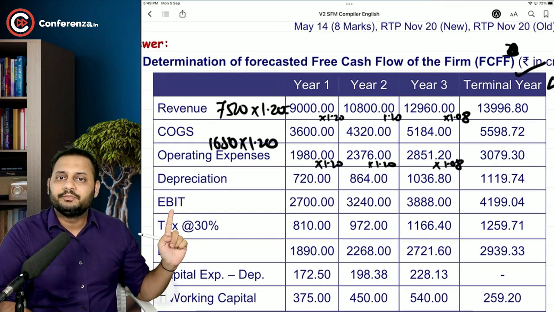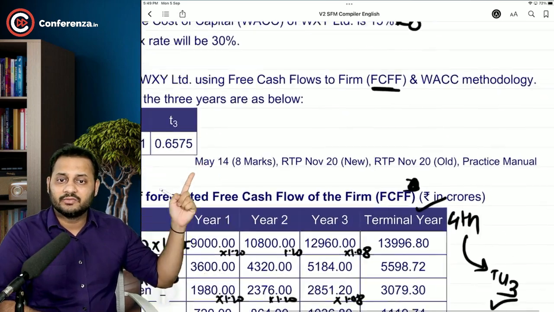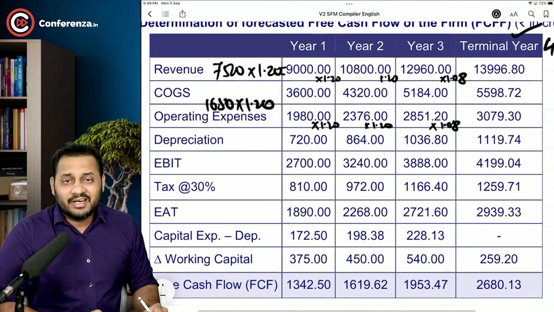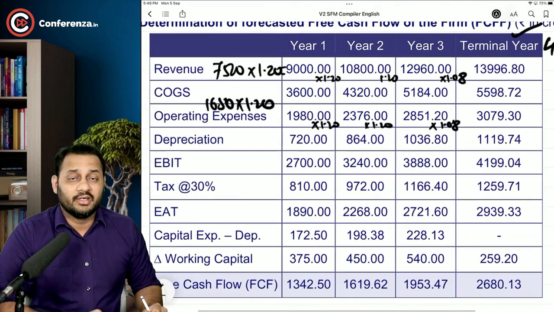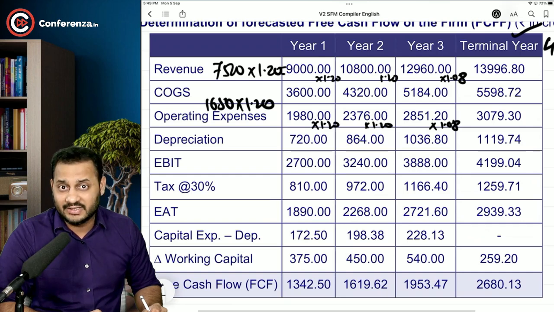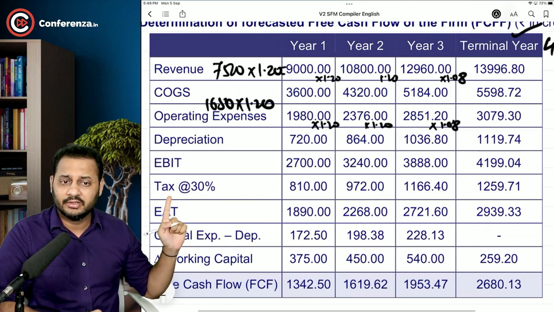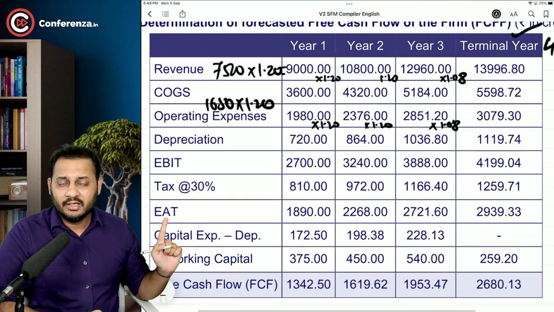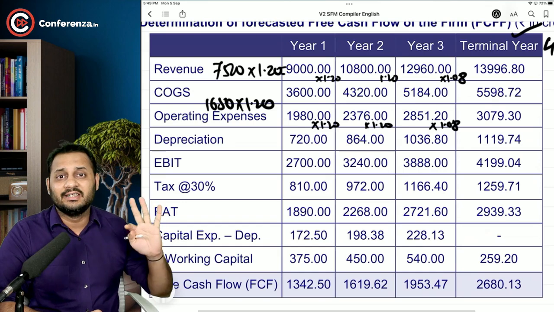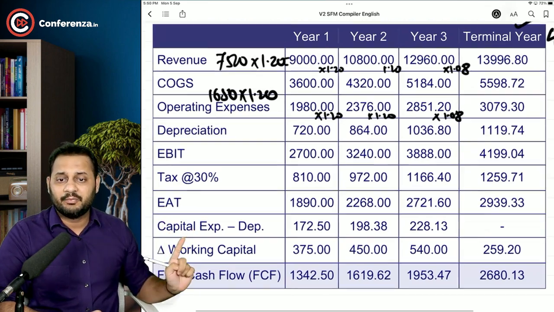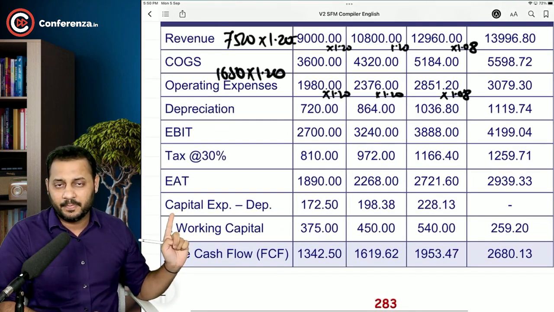So you have reached the EBIT. I told you, if you are calculating the free cash flows to firm, do not deduct interest. The details regarding the interest are not given in the question, but even if they had been given, you would not have deducted that. Okay. From EBIT, you will deduct the tax at 30%. This will be EAT. Now is the time to adjust 3 things in that: add back depreciation, deduct capital expenditure, and deduct change in working capital. But depreciation and capital expenditure will be adjusted together.